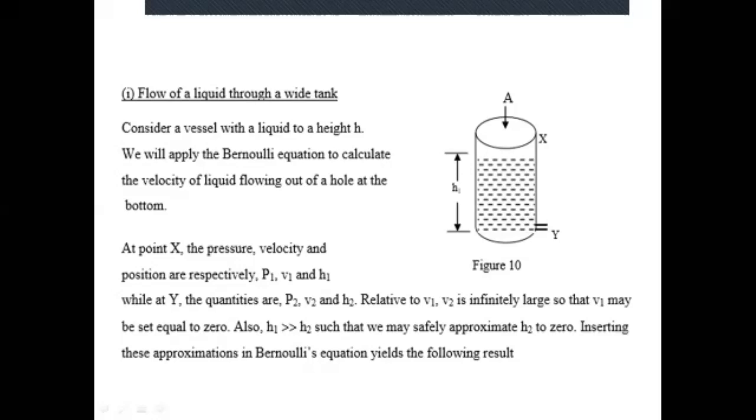So if we insert these values, at the bottom here we have velocity 2, which is the velocity at which the liquid is coming out of this tap. We have height 2, which is the height from the bottom, and we have pressure 2, that is the pressure at which the liquid is coming out of the tube here. If we insert these values in Bernoulli's equation, we can get the result.